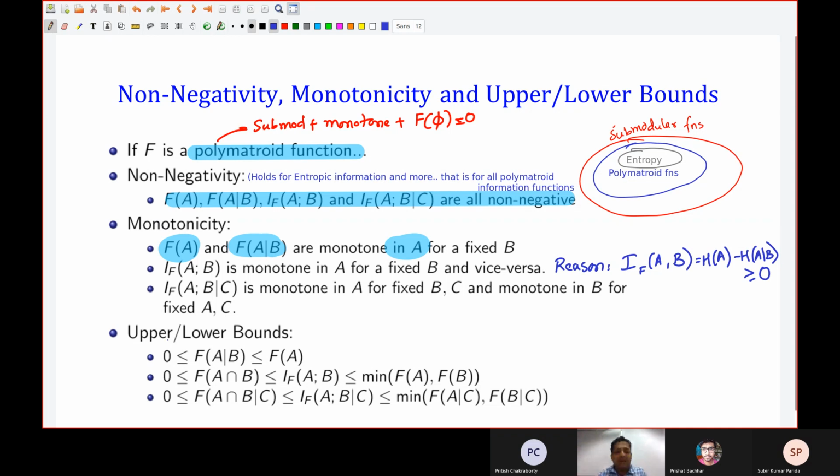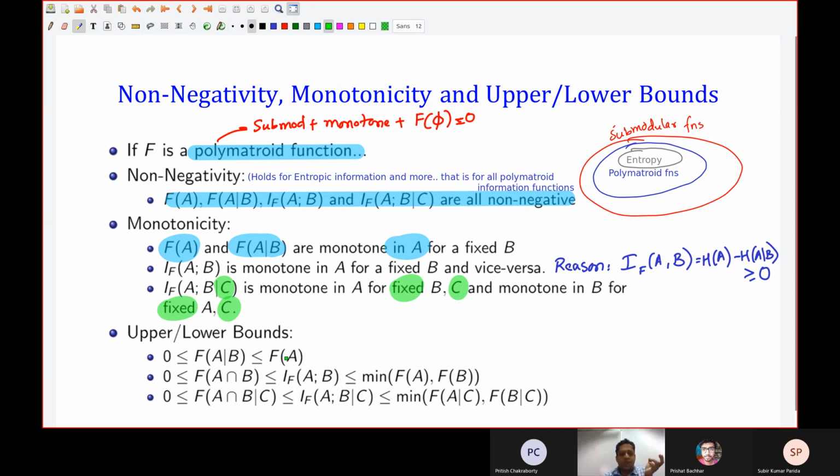Again, we won't have the time to keep doing all the proofs. So I(A;B|C) is monotone in A for a fixed B and a fixed C, and monotone in B for fixed A and C. I think the key point to understand in this third statement is the fixed parts. C must always be fixed. If you're comparing with respect to A, B should be fixed. For B, A should be fixed. That symmetry is there, but the C part should be fixed always.